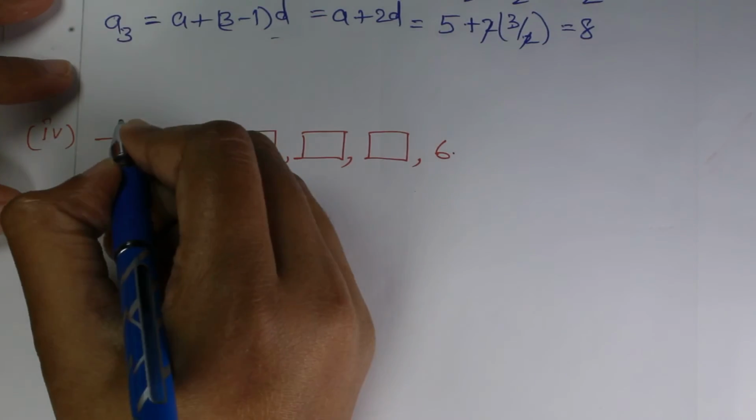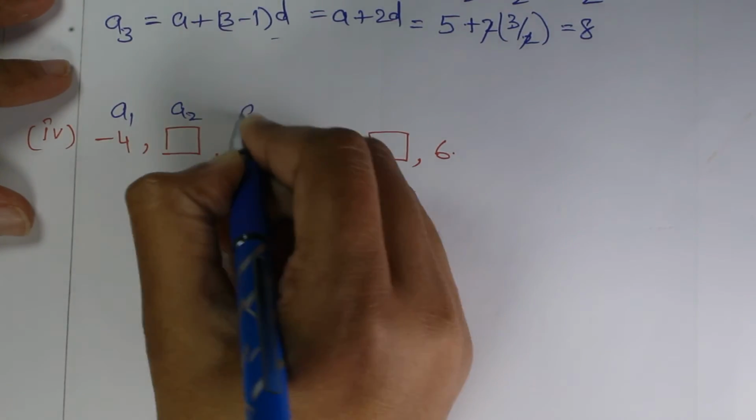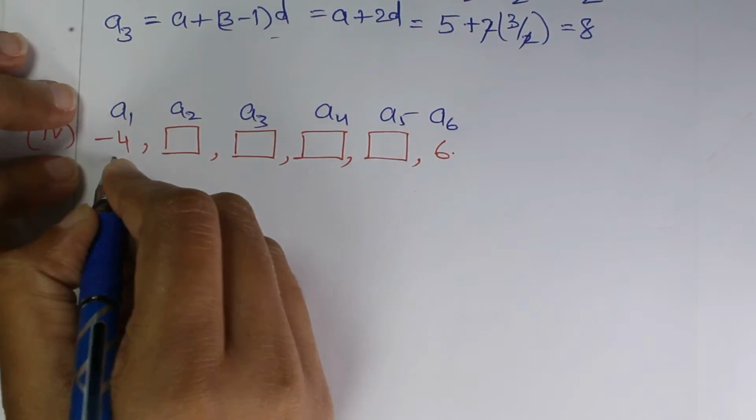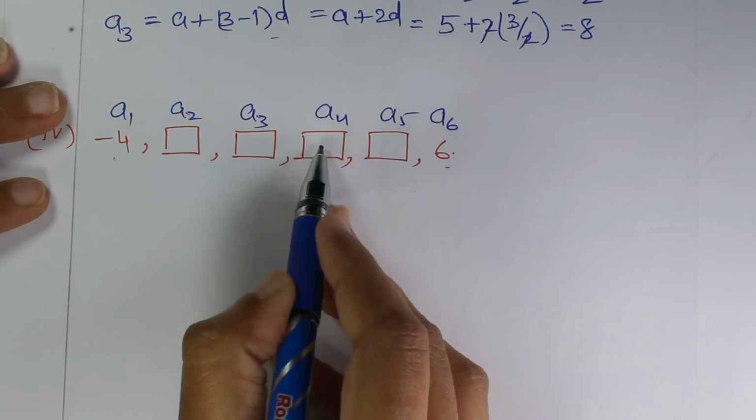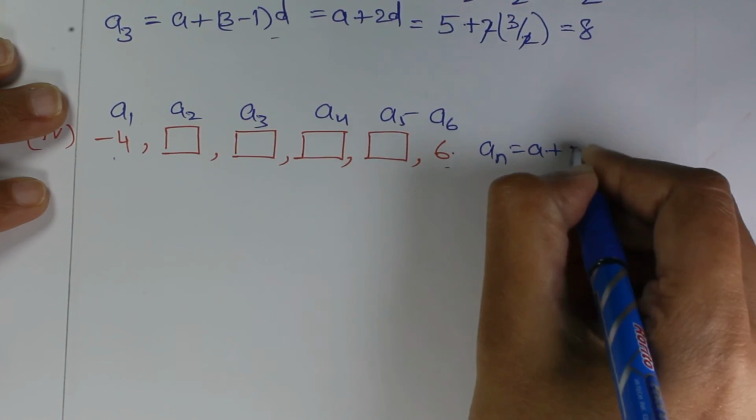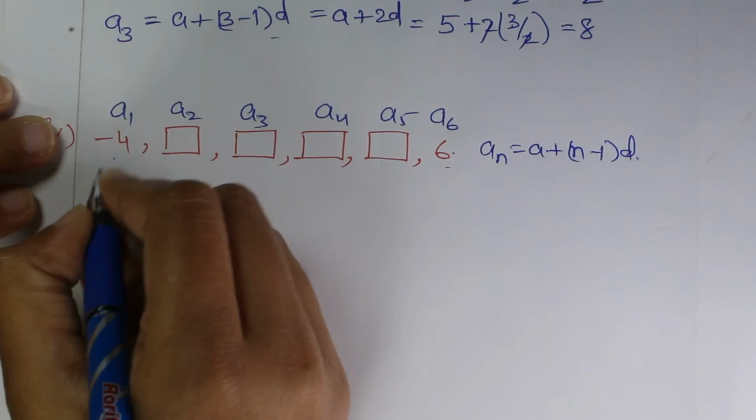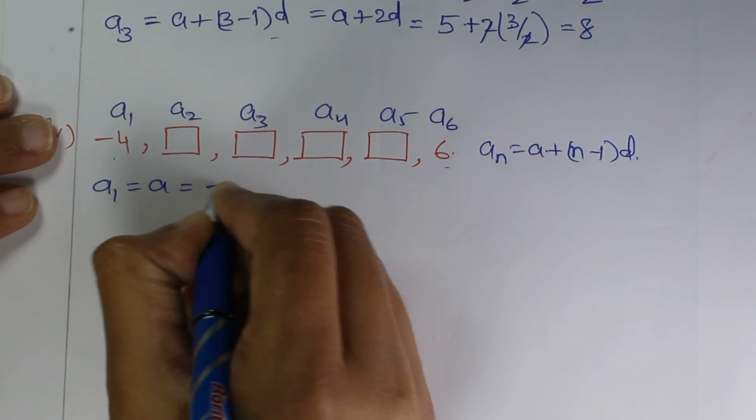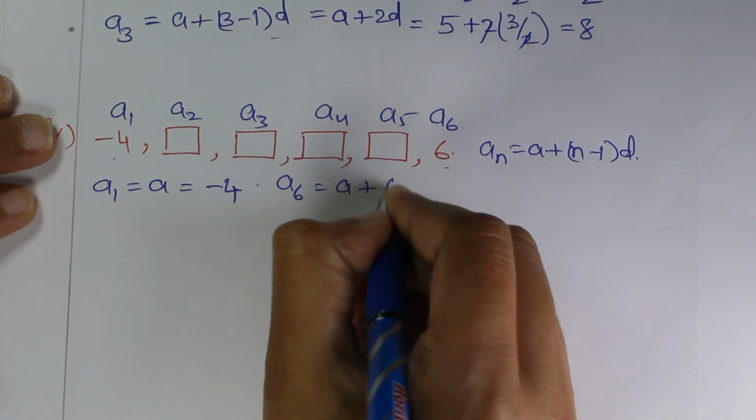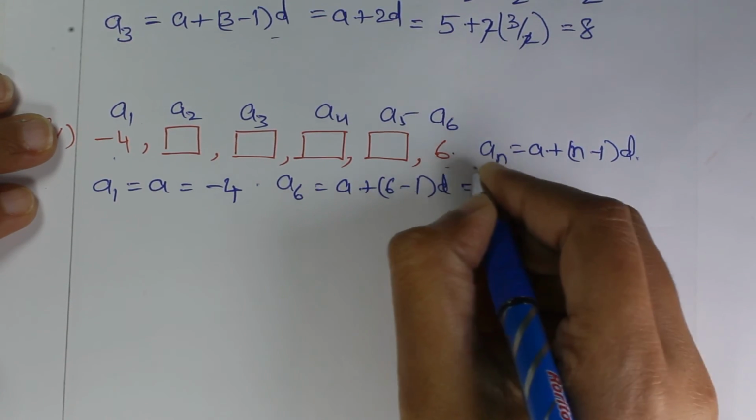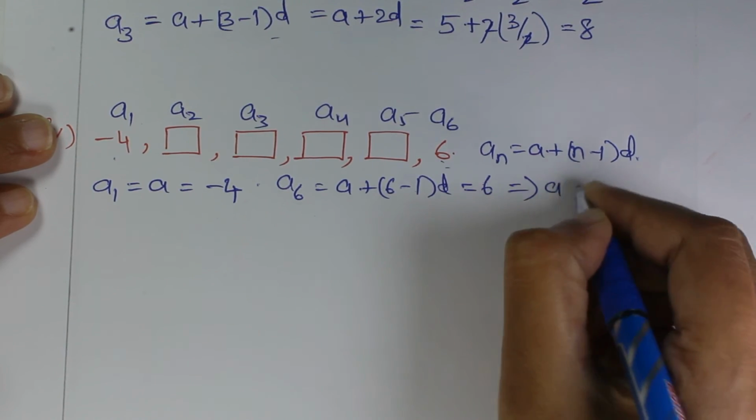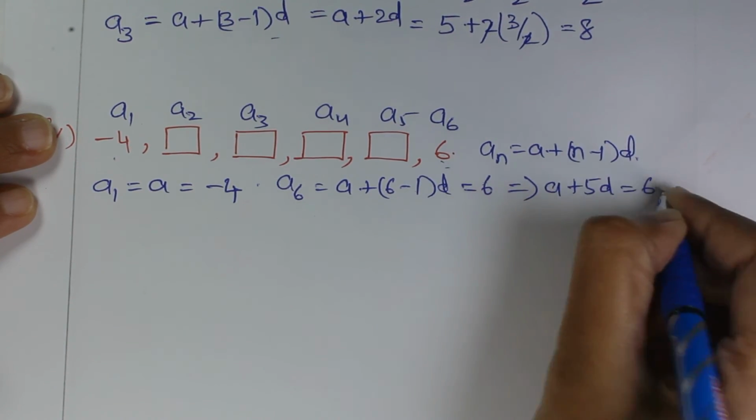Here, let's assume these to be A1, A2, A3, A4, A5, A6. He has given the A1 and A6 values. We have to find out A2, A3, A4 and A5. So the formula is An is equal to a plus (n minus 1) into d. So A1 is equal to a, which is minus 4, and A6 is equal to a plus (6 minus 1) into d, which is equal to 6. That implies a plus 5d is equal to 6.